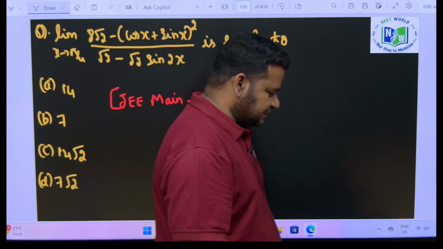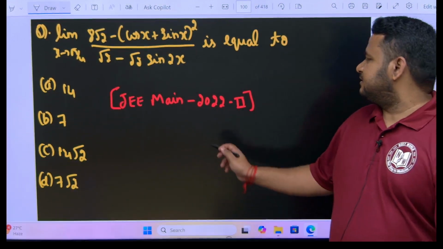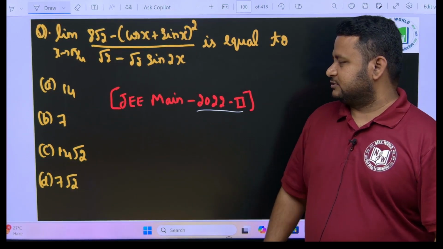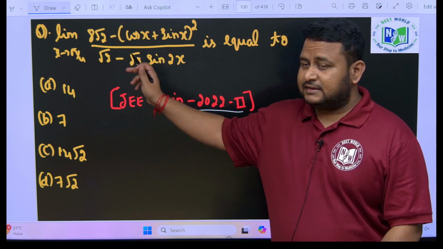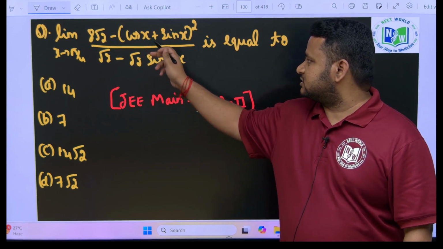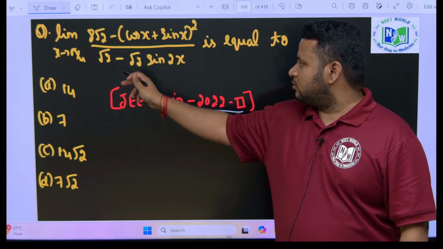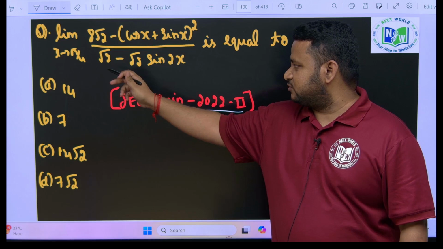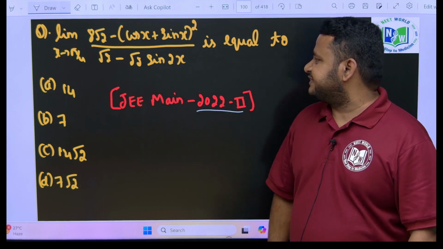Have a look at this question, friends. This was asked in JEE Main 22 second session. They are telling: limit of 8 root 2 into minus cos x plus sin x whole square by root 2 minus root 2 sin 2x, as x extends to pi by 4, is equal to what they are asking.